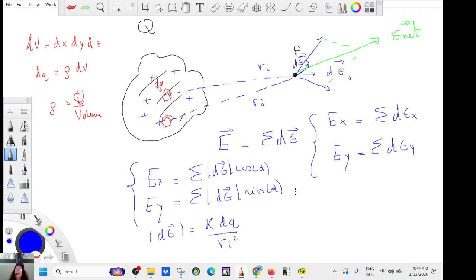So these two will become the sigma. Integral means sigma. It means a sum. So it becomes a sum. So it's going to be k dq. And then here you need to find the distance for each single one. And maybe there will be a cosine. And you need to find here the limits of the integral. And that's going to be, in that case, a triple integral because you are integrating over the volume.